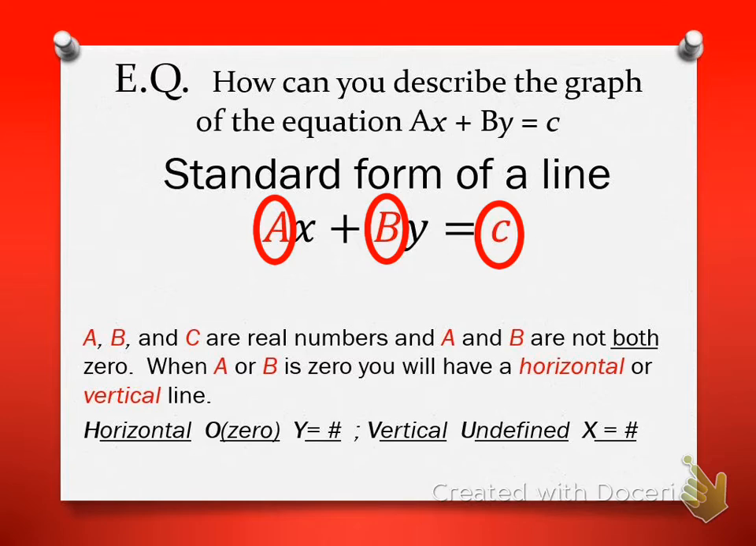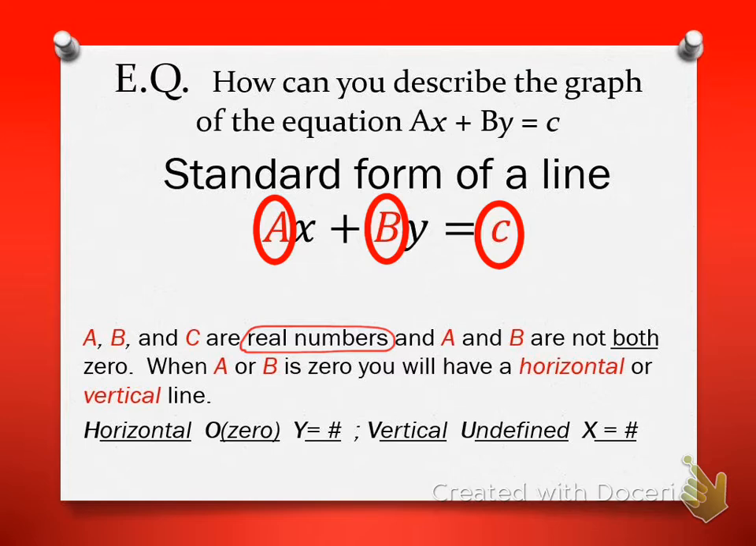A, B, and C are what we call real numbers. Who can give me an example of a real number? We're talking about all kinds of numbers: positive numbers, negative numbers, whole numbers, fractions, decimals. A, B, and C can be real numbers. But here's what's important. A and B are not both 0.